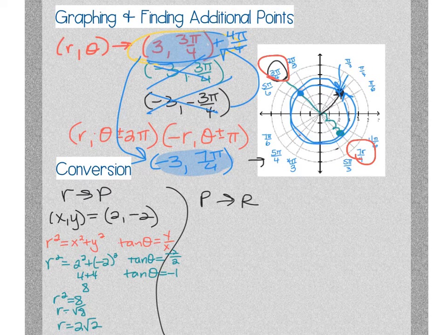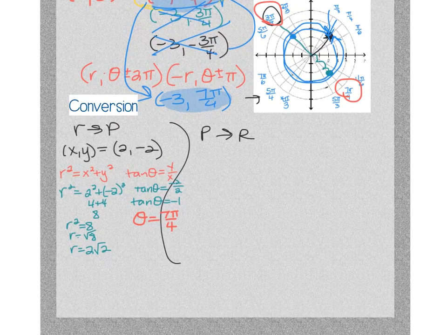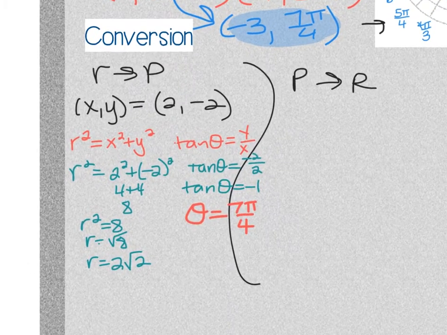You got to think about where that point is. So if that point is positive 2, negative 2, what quadrant is that point in? Fourth quadrant, which means I'm picking 7 pi over 4. So you have to either plot it or visualize it. I don't care if you actually plot it, but you got to know where that point is in order to pick between the 2 tangents.